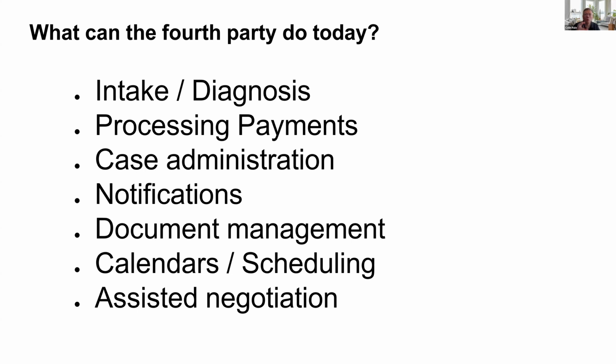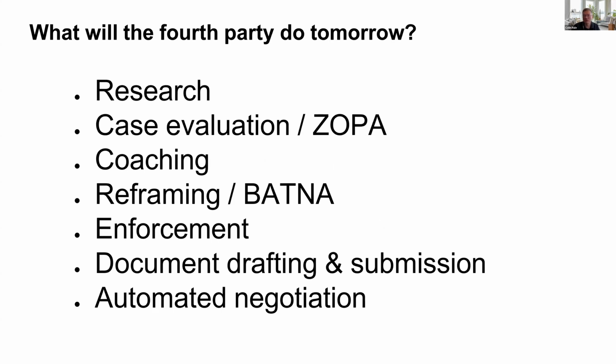So the real question is, what is the fourth party going to do tomorrow? I mean, if it's going to get smarter and smarter, and we're going to be able to leverage ChatGPT 7 and ChatGPT 9, and who knows what else is going to come down the pike, well, we may say to an algorithm, hey, can you do research on my case and give me an idea of what it's maybe worth? What were other cases resolved in? What's the zone of potential agreement in my case?